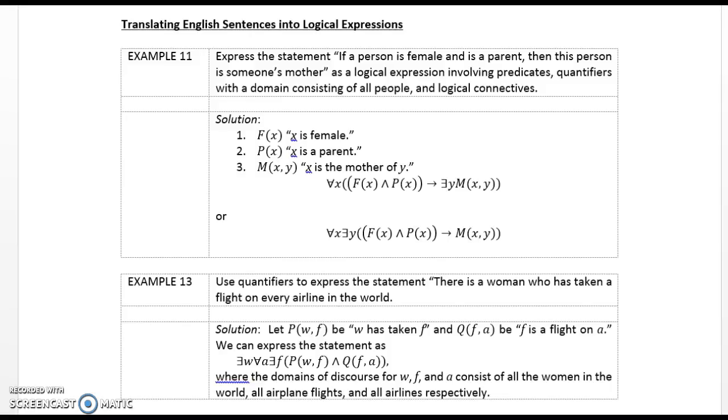For all x, F of x and P of x implies there exists y, M of x, y. Or for all x, there exists y, F of x and P of x implies M of x, y.